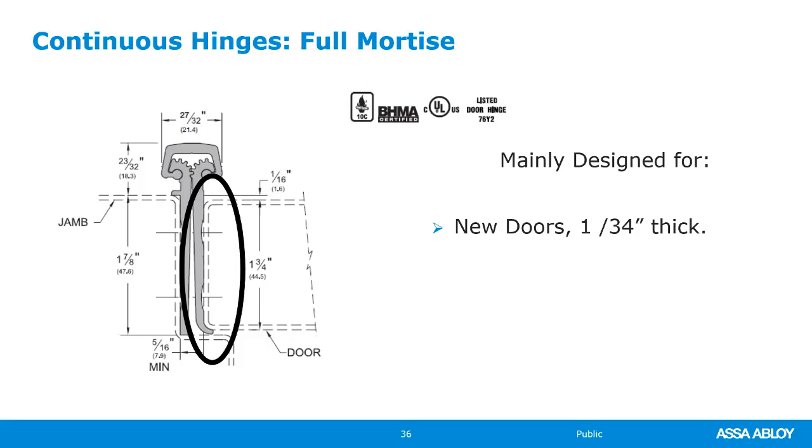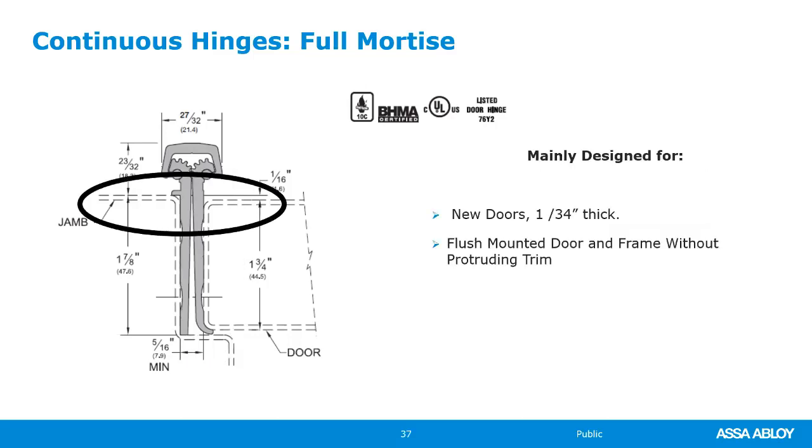Requesting a door opening to be oversized attaches undue consternation to individuals responsible for building the rough opening. As you can see from my slide, the full mortise hinge has a lip that wraps around the edge of the door. The hinge is designed for a 1¾-inch wooden or hollow metal door. If the door that the hinge is attached to is thicker than 1¾-inch, a different hinge is needed. Also, it's designed for a 1¾-inch door that is flush mounted with the frame. As you can see, the door and frame are flush mounted.